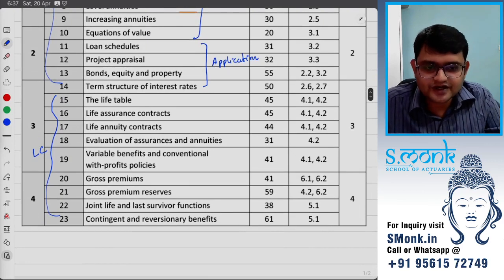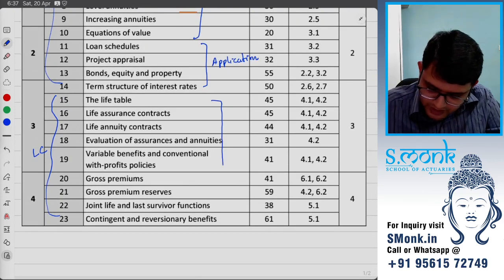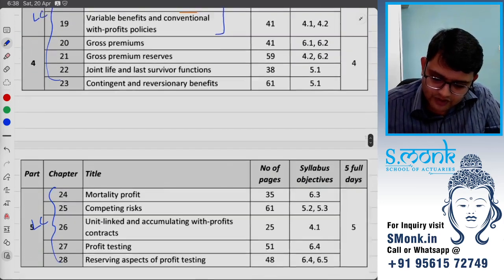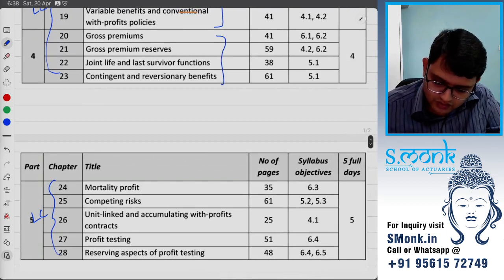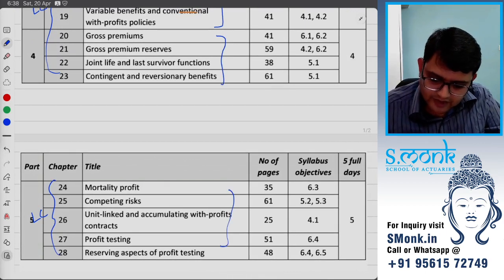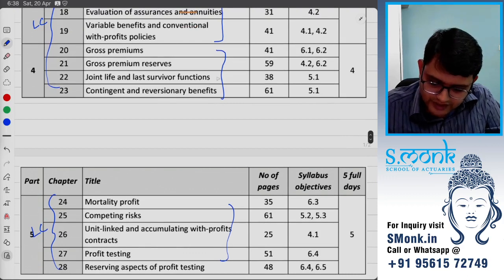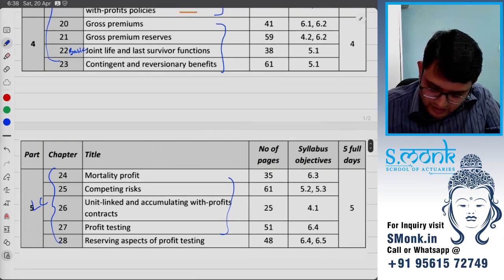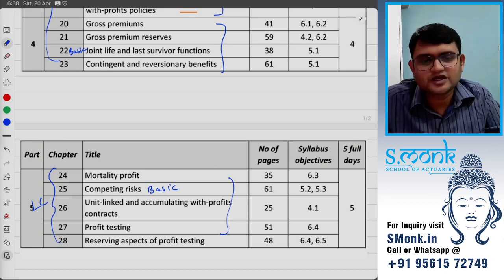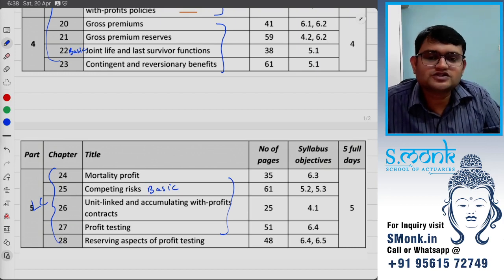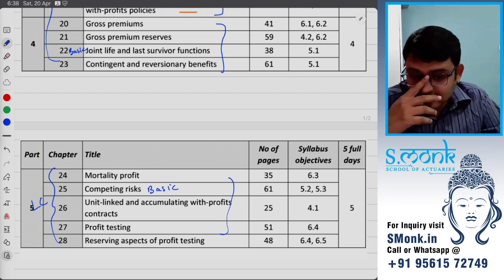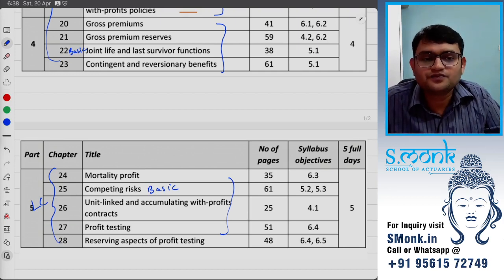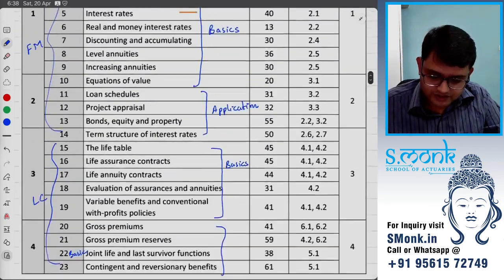Similarly, when we are studying life contingency, we'll first have basics. So from chapter 15 to chapter 19, these are the basics. And then from chapter 20 to chapter 28, these are the applications. Okay. Rather, you might say chapter 22 is also a basic chapter. Then we come up here, this computing risk, this is also a basic chapter. Others are applications. So the course is divided in such a way that we first study the basics and then we study the application part of that subject. Okay.